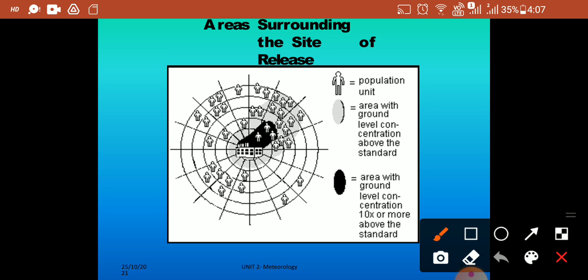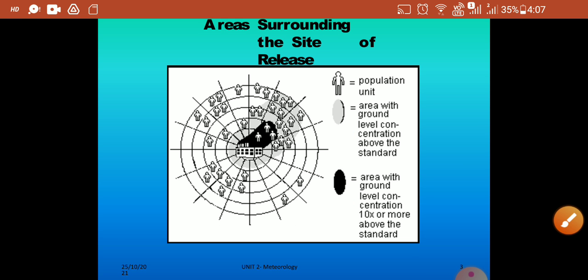This picture represents the population unit, and this light color represents the area with ground level concentration above the standard, and this dark color represents the area with ground level concentrations 10 times above the standard. So this picture is an example of the area surrounding the site of release.